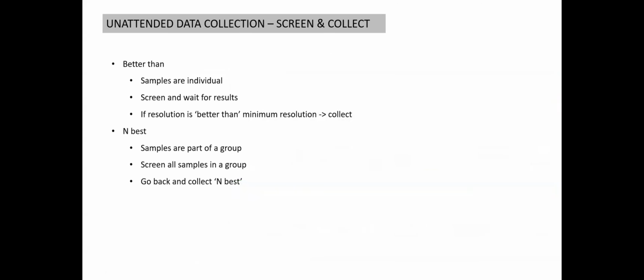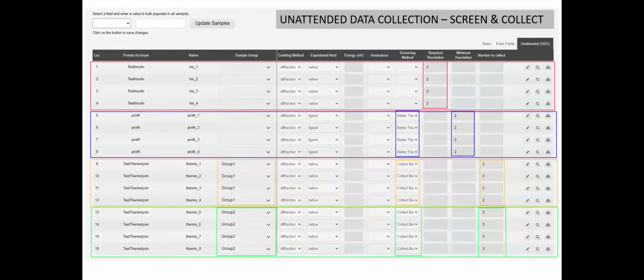There are two modes you can use here. One is the better-than mode, where samples are individual, and the other one is the and-best mode, where samples are part of a group. The way it's set up here is, let's say for these samples, you want to collect only the samples that have a resolution better than 2 angstrom, for instance, whereas in this case, there are 4 samples that belong to group 1, and you want to collect the best and best.